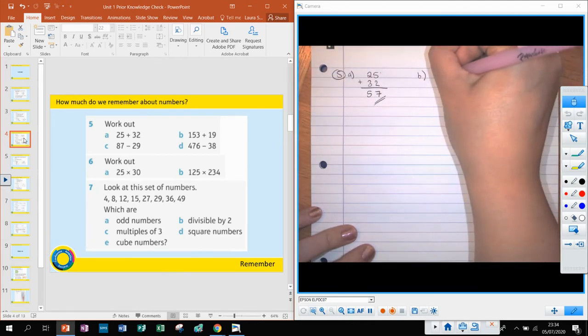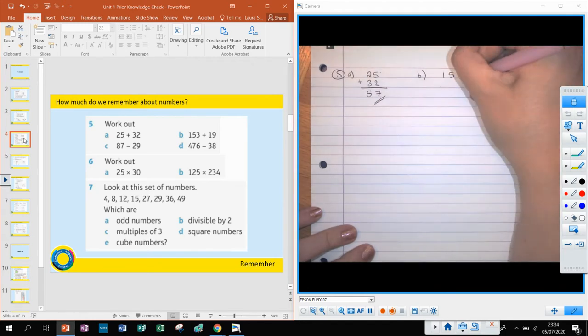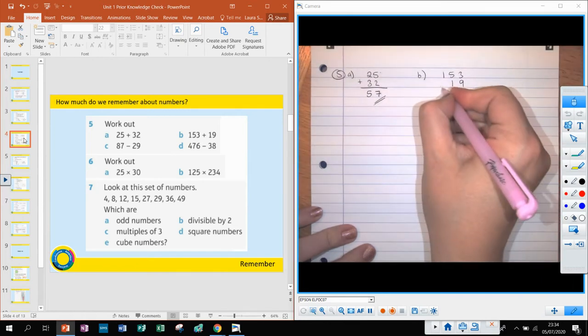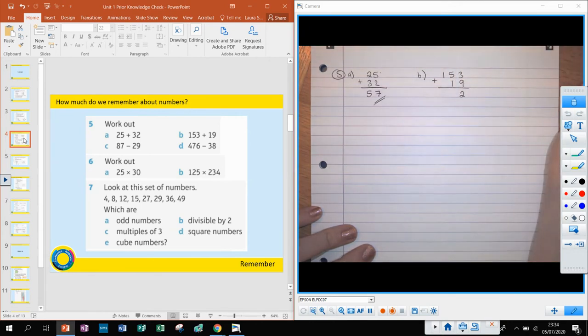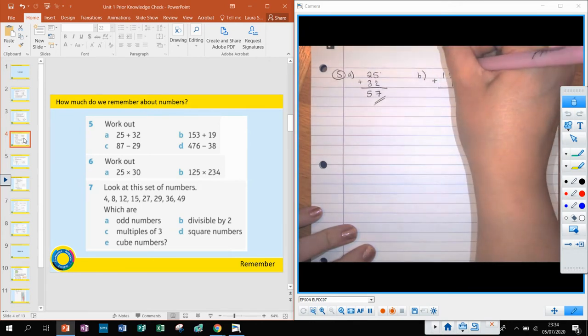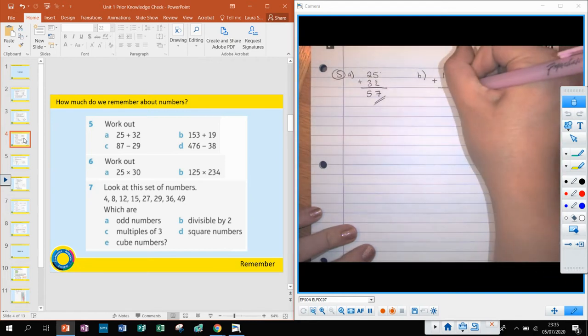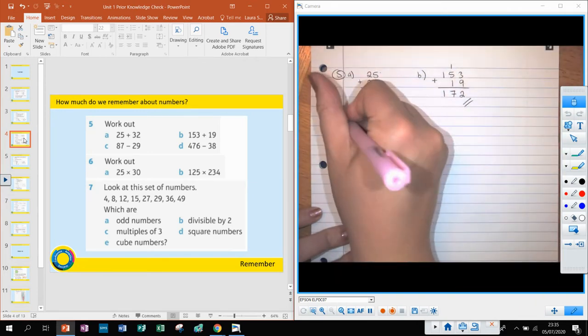Part B, we have 153 plus 19. Now, when I write down a 19, I'm not going to start on this side. Okay, I'm going to start here because the 9 is in the ones and the 1 is in the tens. Okay, it's worth 10. Now I can add 3 plus 9 is 12, so put the 2, okay, and then I carry the 10 because actually the 10 should go in the tens column. We put a 1 there to remind ourselves it's technically 10, okay? 1 plus 5 is 6 plus 1 is 7, and then we just had 100, so 172, final answer.